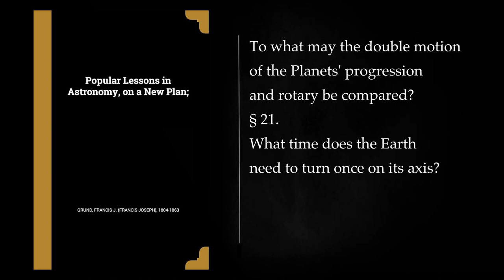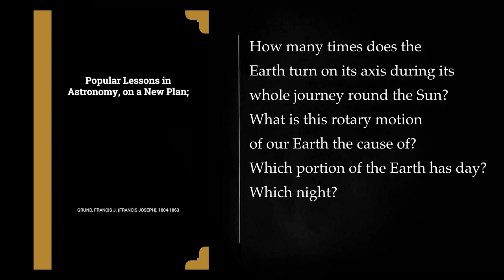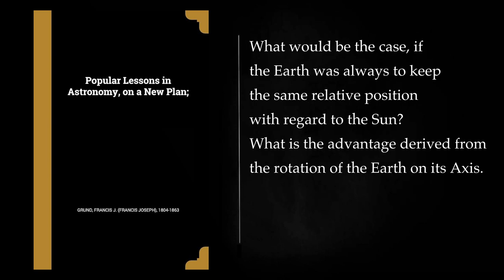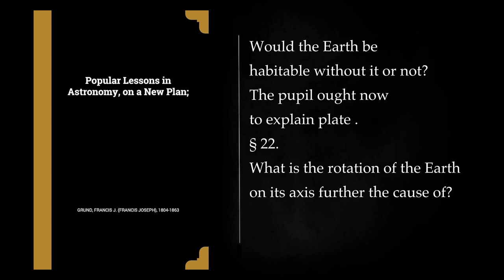Section 21. What time does the Earth need to turn once on its axis? How many times does the Earth turn on its axis during its whole journey round the Sun? What is this rotary motion of our Earth the cause of? Which portion of the Earth has day? Which night? What would be the case, if the Earth was always to keep the same relative position with regard to the Sun? What is the advantage derived from the rotation of the Earth on its axis? Would the Earth be habitable without it or not? The pupil ought now to explain the plate.